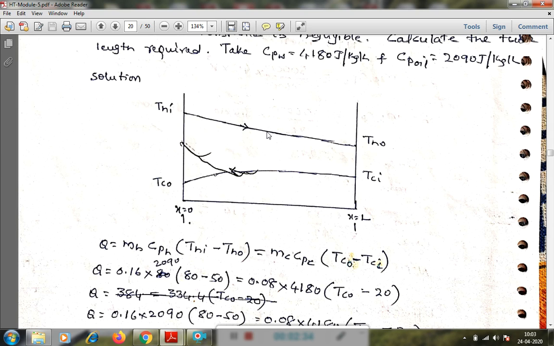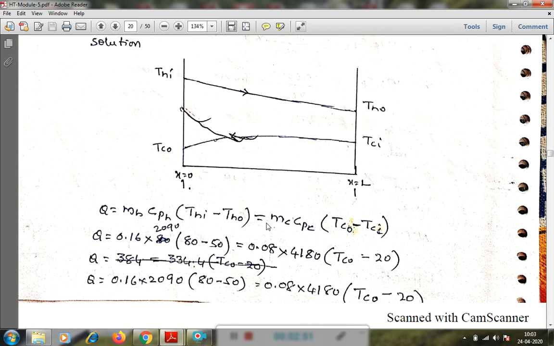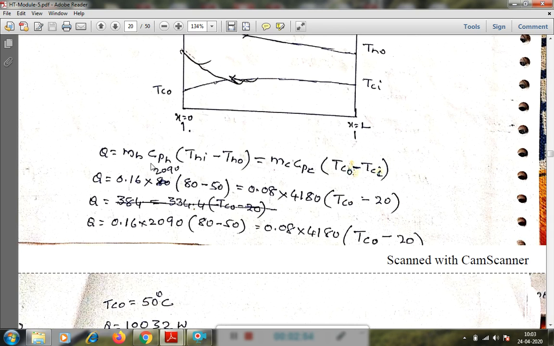Here the THI and TH0, the oil is flowing in this direction, the water is flowing in this direction, its temperature is increasing. This is the TC0, and here the temperature of the cold fluid is increasing. And here the energy equation directly, the Q, rate of heat transfer, is equal to mH Cph THI minus TH0, that is the heat lost by the hot fluid, that is equal to mC Cpc Tc0 minus Tci, that is the heat gained by the cold fluid.